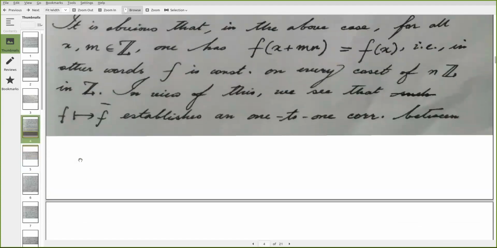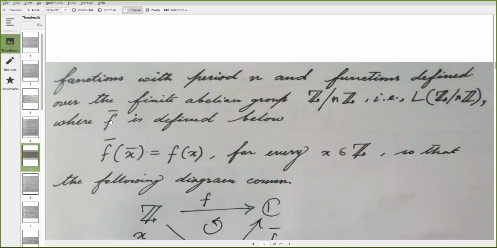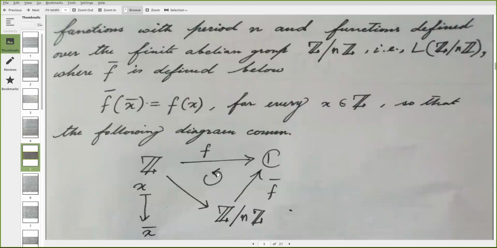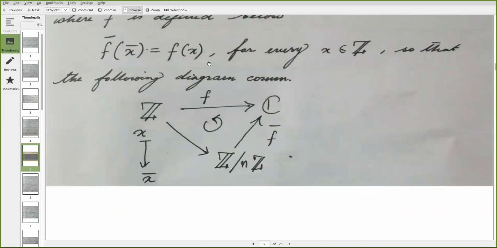Now this map, f going to f bar, for every periodic function f with period n, establishes a one-to-one onto correspondence between the set of functions with period n and the set of functions defined over the finite abelian group Z modulo nZ. So this map f going to f bar indeed establishes an isomorphism between them. Another way of saying that is: f bar is the unique function that makes this diagram commutative.